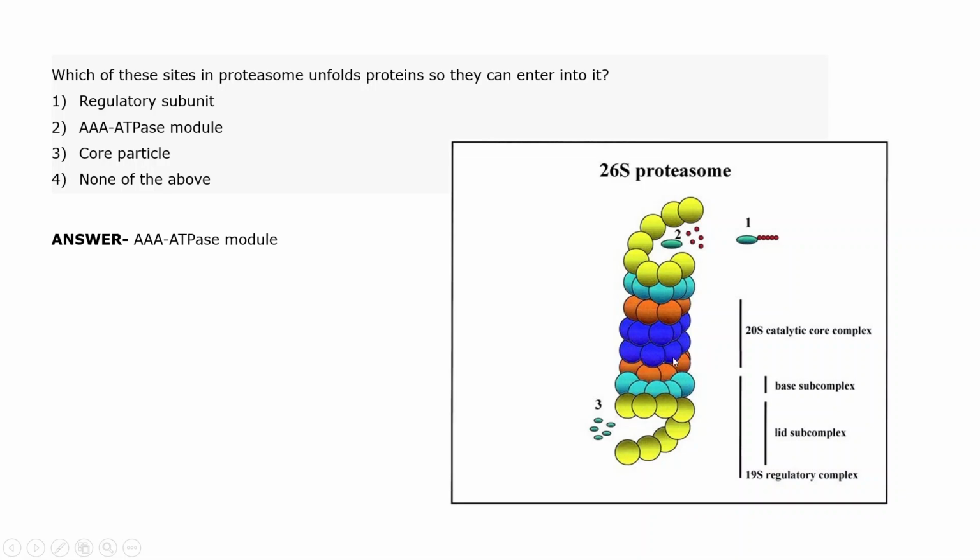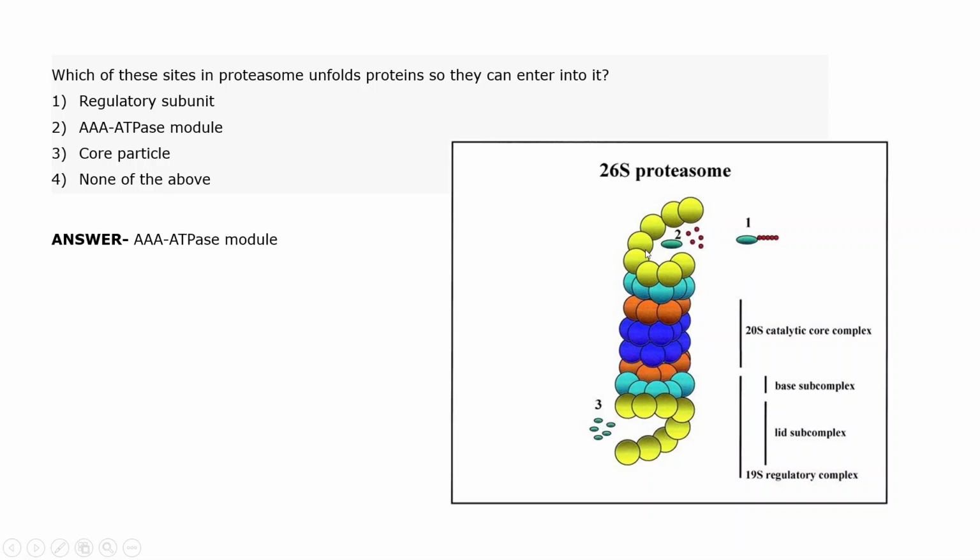The core complex acts as a protease. The protein needs to be degraded, right? So that's the function of the proteasome. The regulatory subunit detects the polyubiquitinated protein. The AAA ATPase unfolds this protein and allows its entry into the core particle, which acts as a protease and degrades the protein into specific peptides or amino acids. You can see the degraded protein coming out of the other side of the proteasome.